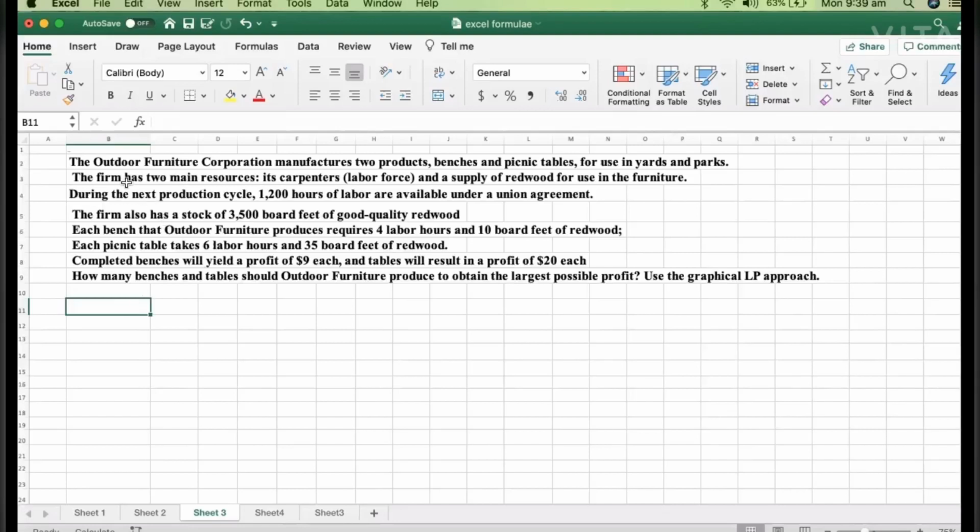Okay, so in it we are given: the outdoor furniture corporation manufactures two products, benches and picnic tables, for use in yards and parks. So we have two things here. One is benches and the other is tables. We can name them B and T.